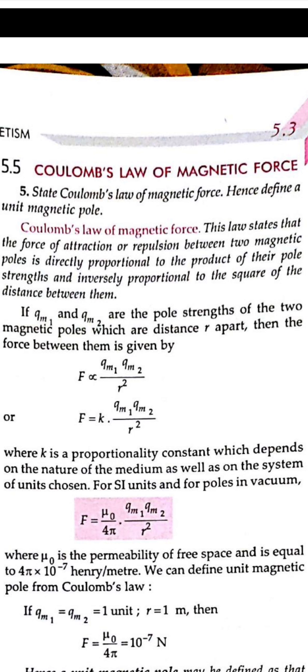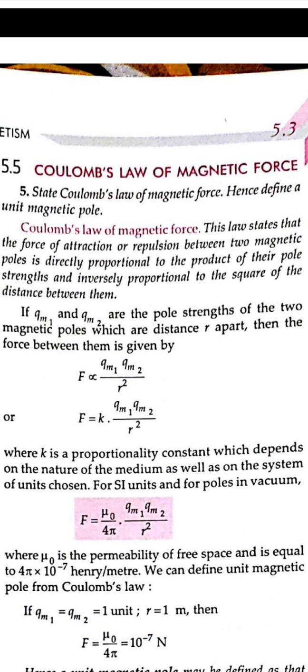So if we take the pole strengths of the magnet at the ends to be m1 and m2, and the distance between them to be r, we can write that the force is directly proportional to the product of the pole strengths, m1 and m2, upon r square. Removing the proportional sign, we get a constant, and this constant is given by mu naught upon 4 pi, which we have learned in the previous chapter also.